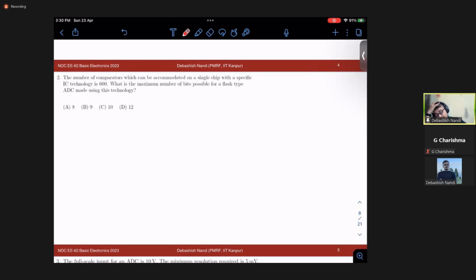The number of comparators which can be accommodated on a single chip with a specific IC technology is 600. Fine. What is the maximum number of bits possible for a flash type ADC made using this technology? Okay. What is fixed here? The number of comparators are fixed. Okay. So just let me draw a very basic diagram.